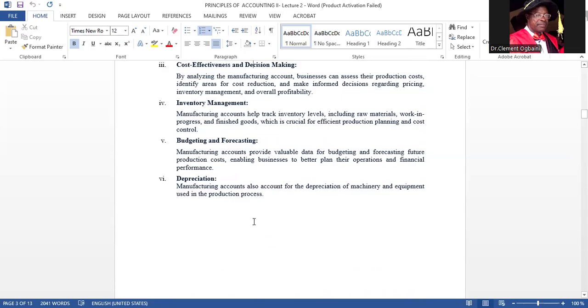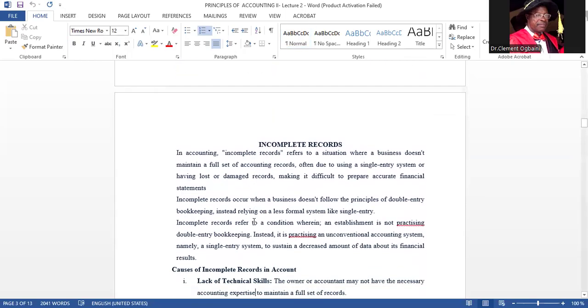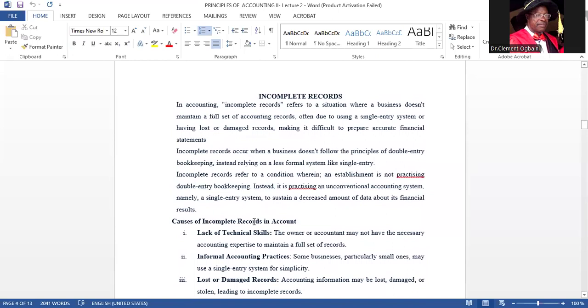So it is important to understand that not all companies just prepare trading profit and loss account. But for manufacturing companies, they first of all have to prepare manufacturing account before they can go into trading profit and loss account. So the next topic we will look into is incomplete record.